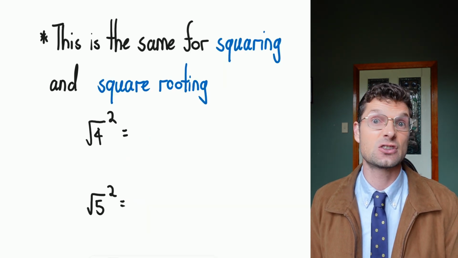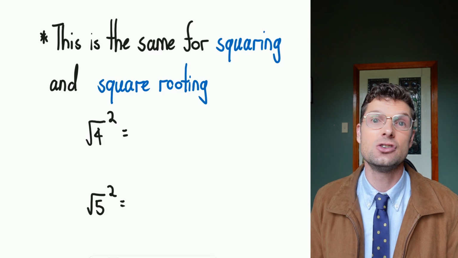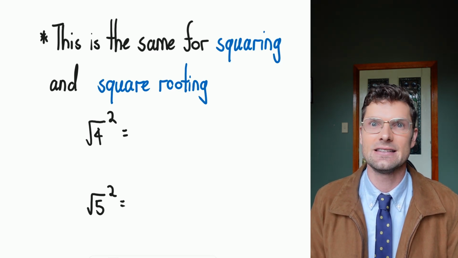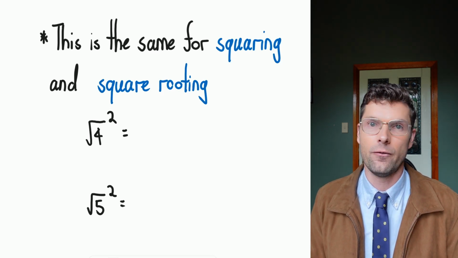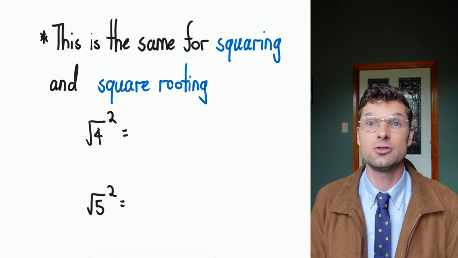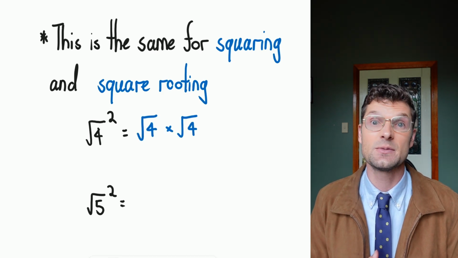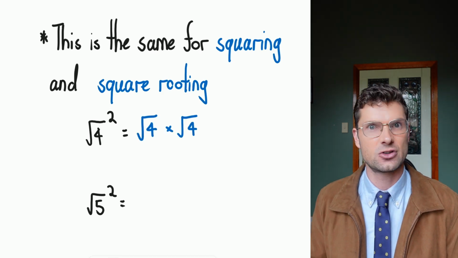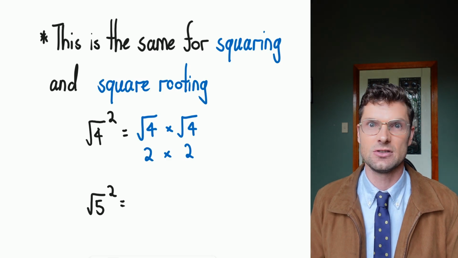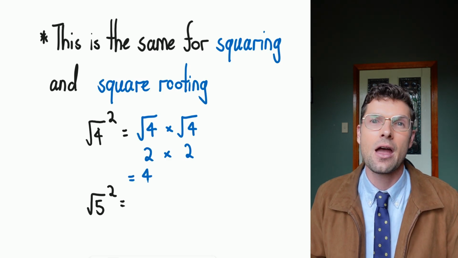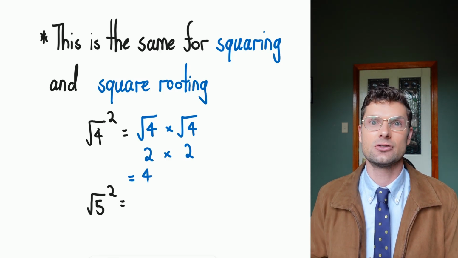This is the exact same for square roots and squaring. They undo each other. And we're going to see why in this example here. If I've got root 4 all squared, that means I'm doing square root of 4 times by the square root of 4. Well, I know the square root of 4 is 2, so this is really 2 times 2, which is equal to 4.